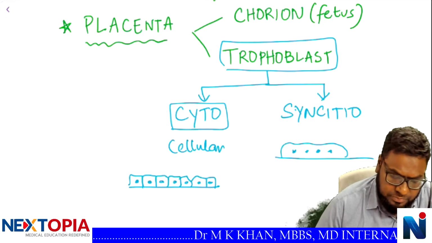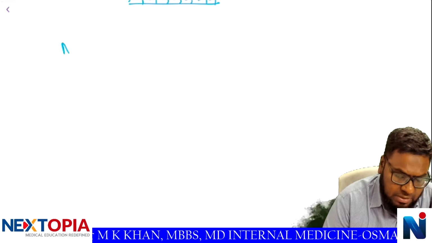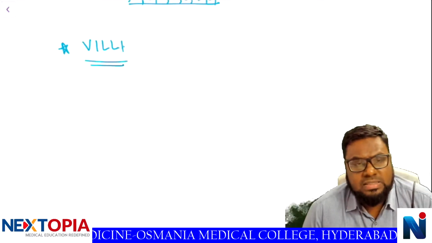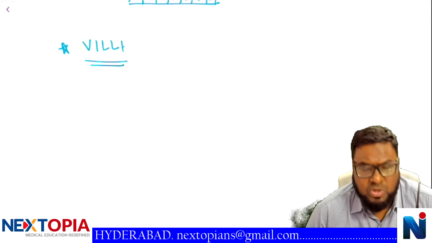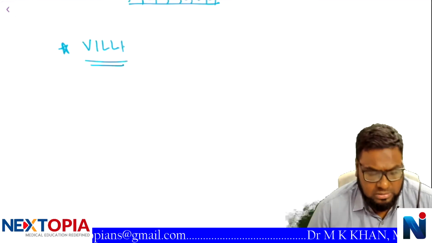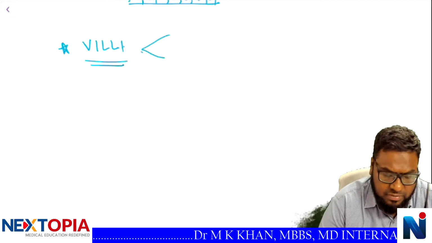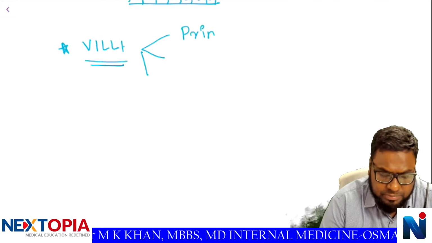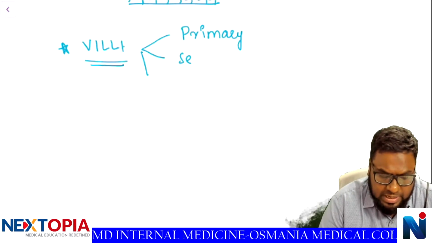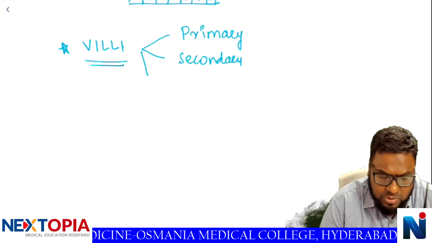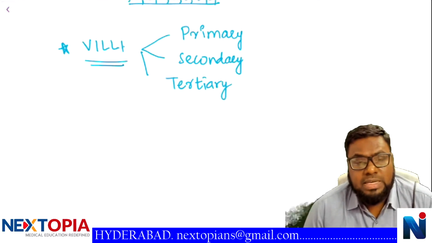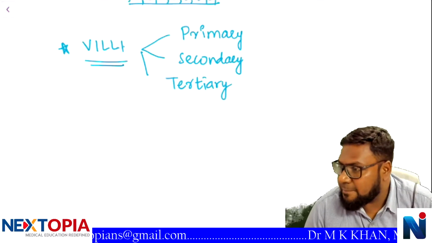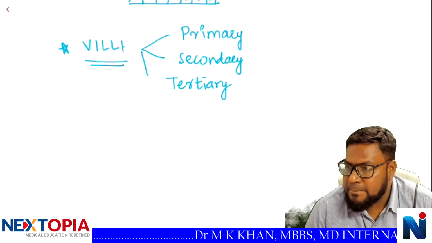Then we'll discuss different types of chorionic villi, the placental villi. We'll discuss how these villi are helpful in the transport of various important products. What are the subdivisions of the villi? We'll talk about it. We have primary villi, secondary villi, and then tertiary villi. Primary, secondary and tertiary villi. We'll discuss all that.